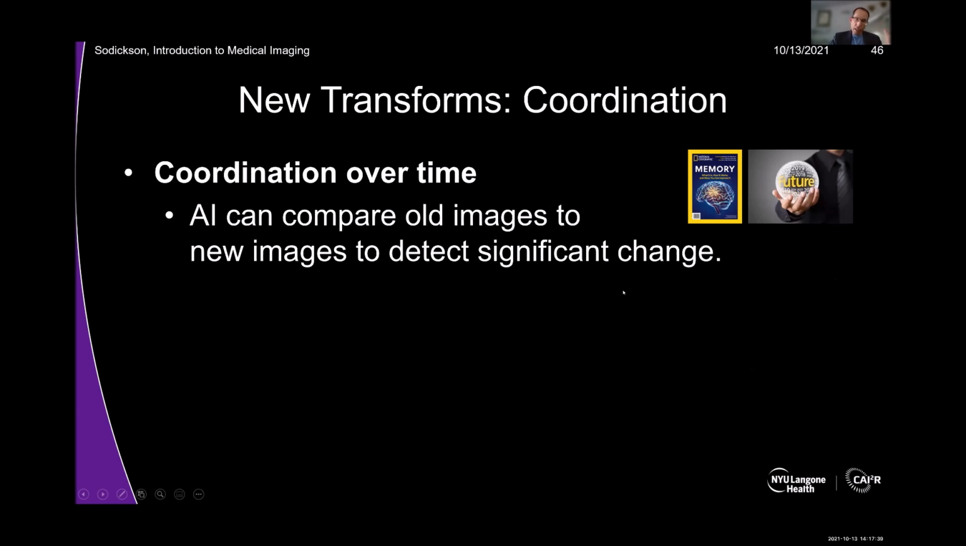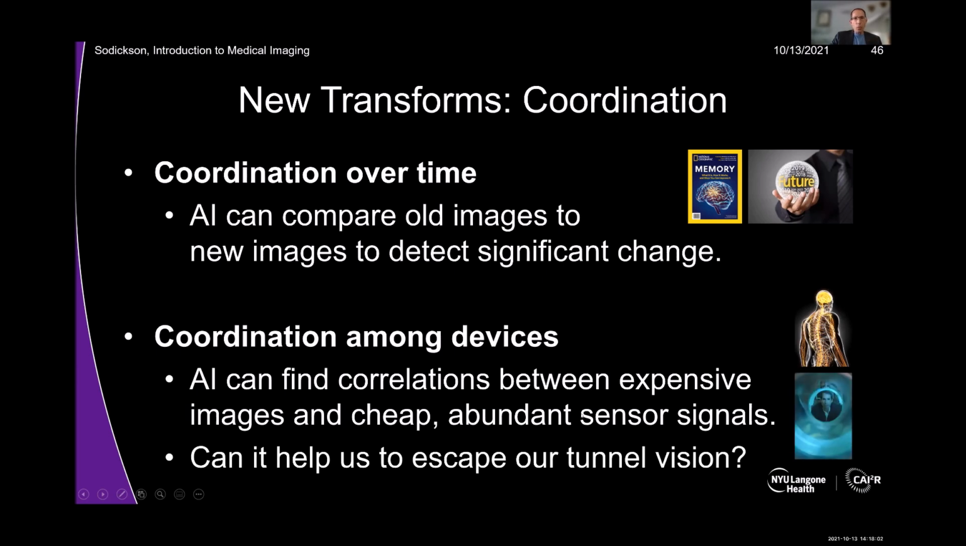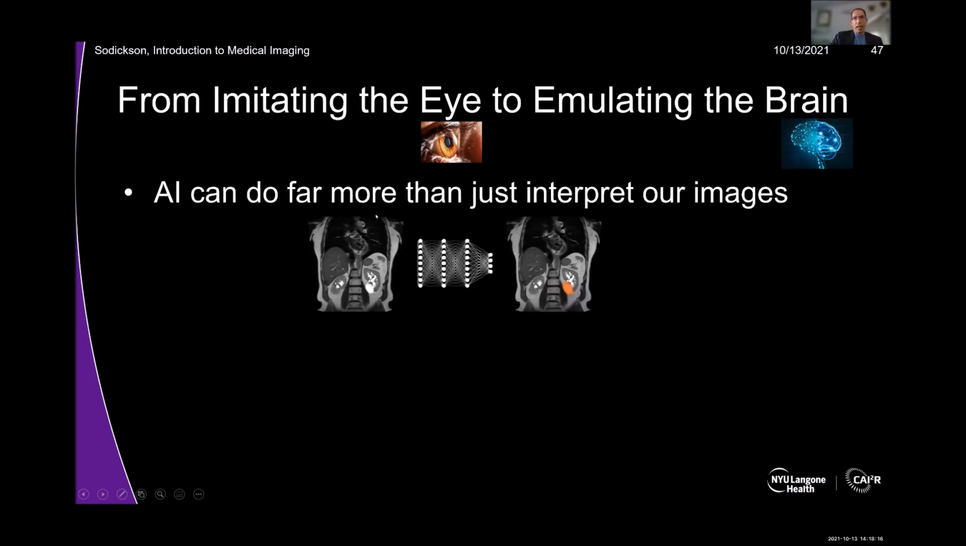Now, one other thing I've been thinking about a lot recently is ways we might be able to coordinate among devices, not necessarily different MRI machines, but correlations between expensive images obtained with MRI or other traditional modalities and cheap, abundant sensor signals that we might put inside the scanners. And so this would be in a way like giving imaging a nervous system. If we're lucky, I think there's a chance that these types of sensors and correlations can help us to escape the typical imaging tubes. So overall, what I'm talking about here is really moving from imitating the eye to emulating the brain. And I mean this not just imitating the tasks that humans perform.